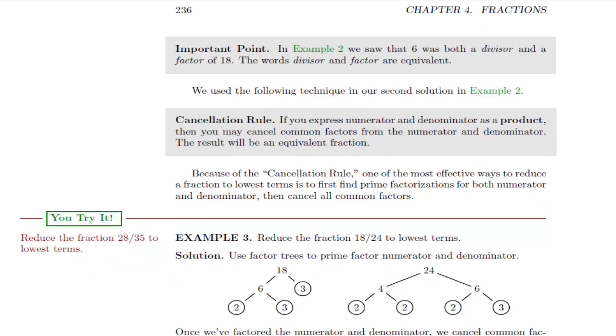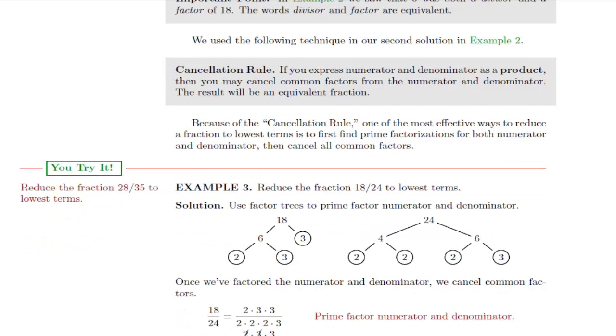Important point. In example 2, we saw that 6 was both a divisor and a factor of 18. The words divisor and factor are equivalent. We used the following technique in our second solution to example 2, the cancellation rule. If you express numerator and denominator as a product, then you may cancel common factors from the numerator and denominator. The result will be an equivalent fraction. Because of the cancellation rule, one of the most effective ways to reduce a fraction to lowest terms is to first find prime factorizations for both numerator and denominator, then cancel all common factors.